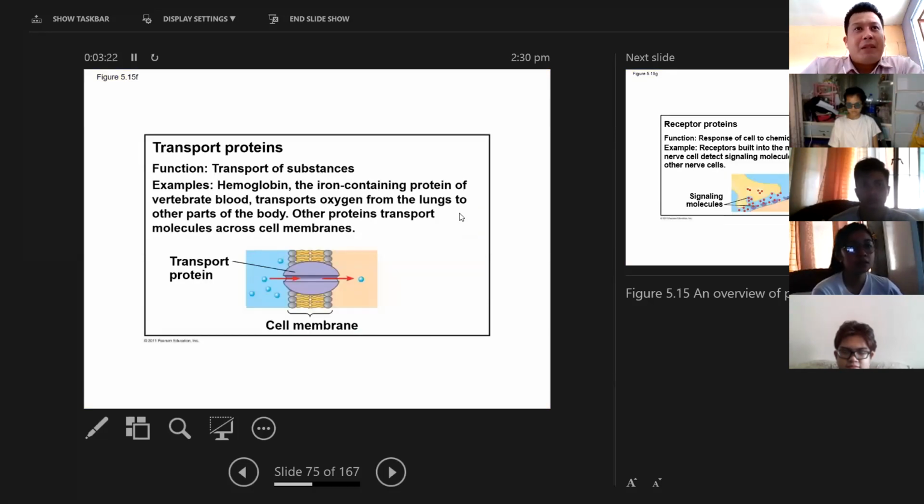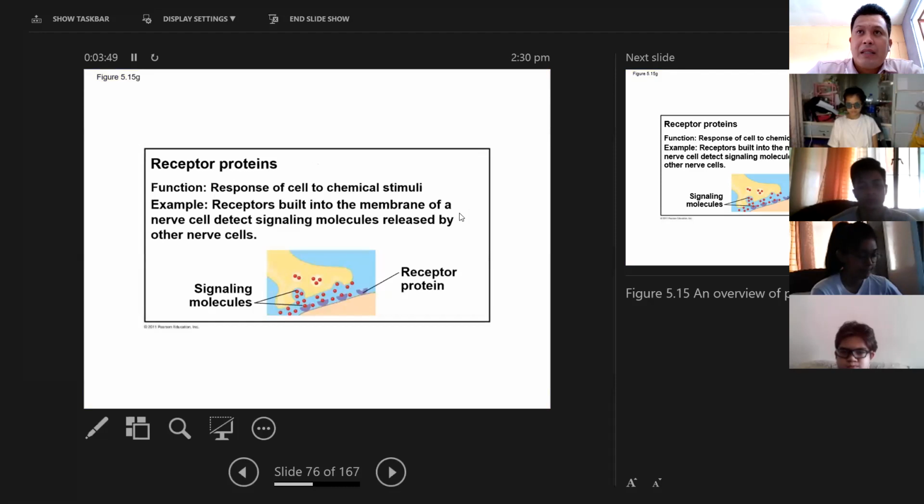Transport proteins, an example of which is the hemoglobin in your blood, which transports oxygen to and from the lungs. In your cell membrane, you have different transport proteins. You also have the channel proteins and receptor proteins. Microtubules are an example of structural and motor proteins. The transport proteins are mostly found in the cell membranes.